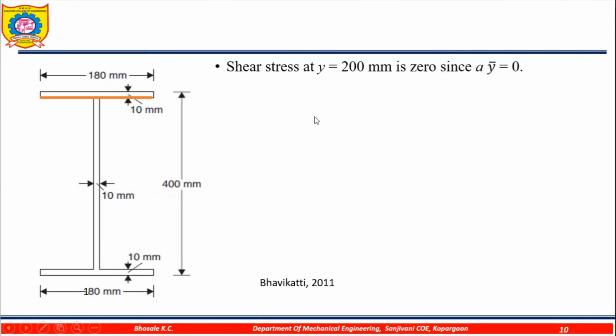So we will find out the shear stress at Y equal to 200, that is at the top edge. It is 0 because A into Y is 0, so this product will become 0. So at the top and bottom edge the shear stress value is 0.